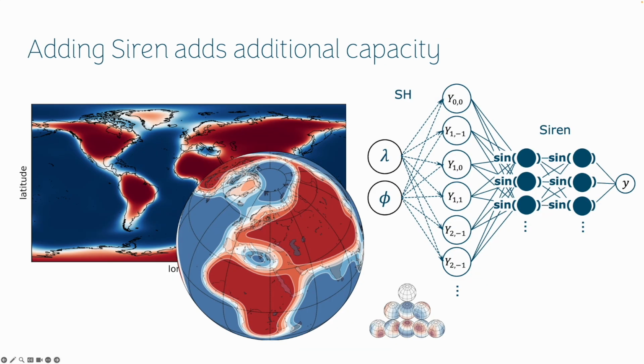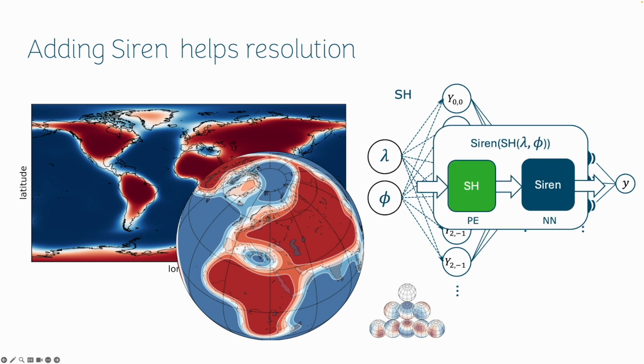So what if we now add Siren to this, and we replace this linear layer with a proper neural network with multiple layers? And what we see is that we can then suddenly approximate a much more complex function without needing a lot of spherical harmonics. And that is basically our proposition here, that we should use spherical harmonics with the Siren network so that we can approximate functions really well on the entire globe.